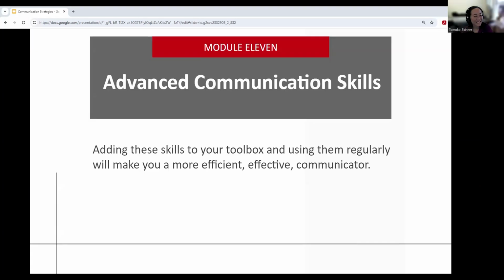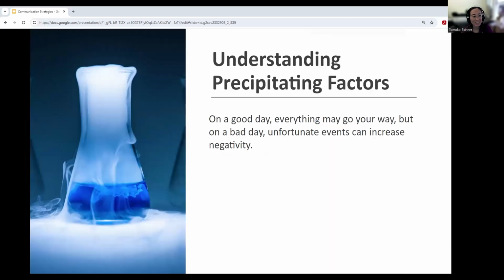Okay, thank you. So Module 11, Advanced Communication Skills. During this workshop, we have learned a lot about communication. We would like to wrap things up with a brief discussion on a few advanced communication topics. Adding these skills to your toolbox and using them regularly will make you a more efficient, effective communicator.